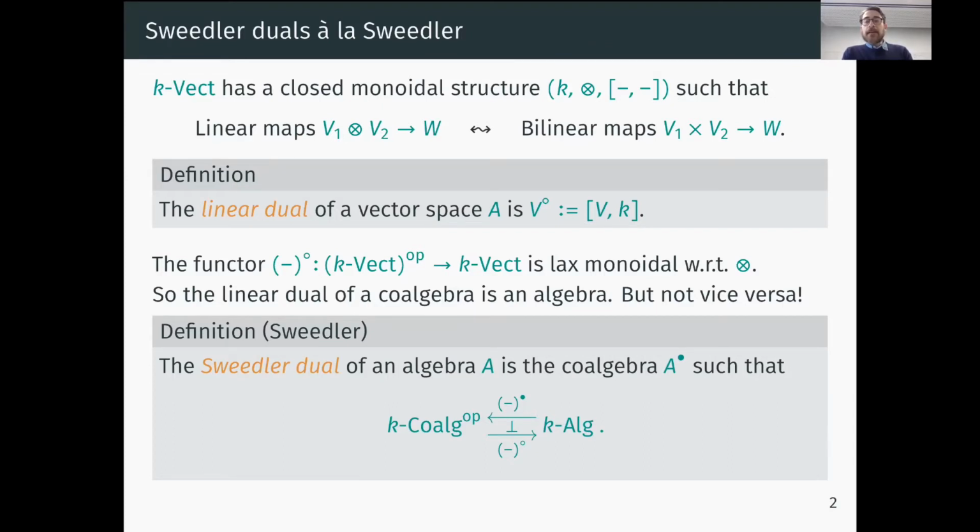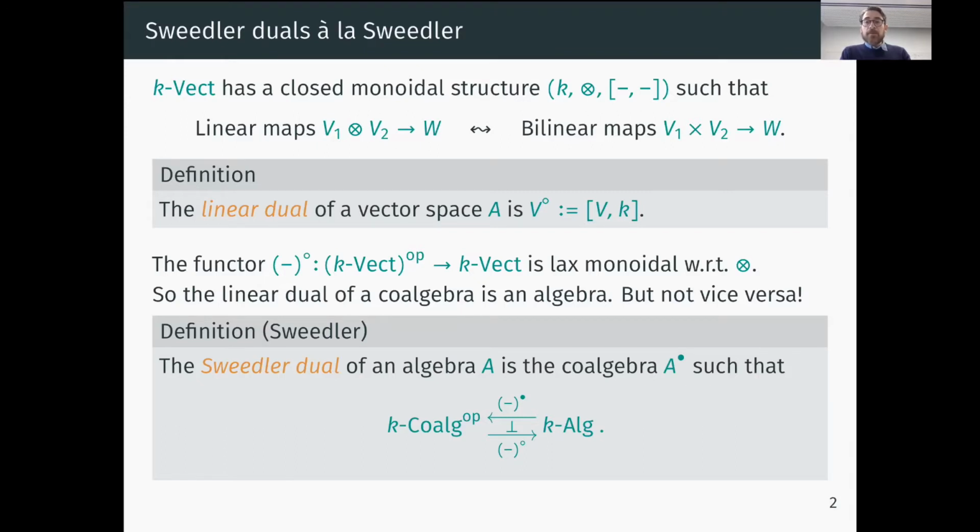And that functor, it turns out, is a lax monoidal functor with respect to the tensor product. So this is just a general fact. If I hom into any object in a monoidal category, that gives me a lax monoidal functor of this kind. And in particular, because it's lax monoidal, it sends monoids in k-vect op to monoids in k-vect. And a monoid in k-vect op is a coalgebra, and a monoid in k-vect is an algebra. So if I take the linear dual of a coalgebra, then I get an algebra. On the other hand, if I take the linear dual of an algebra, I don't get a coalgebra, because it's not op-lax monoidal, this functor.